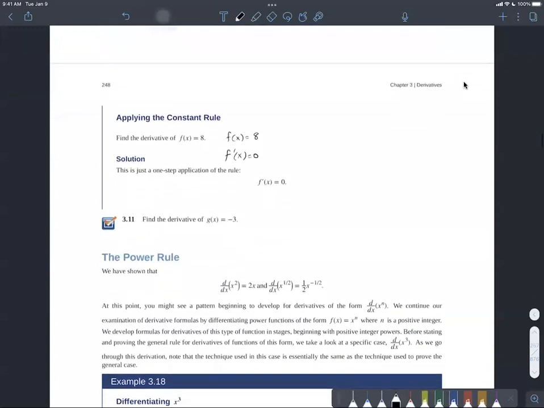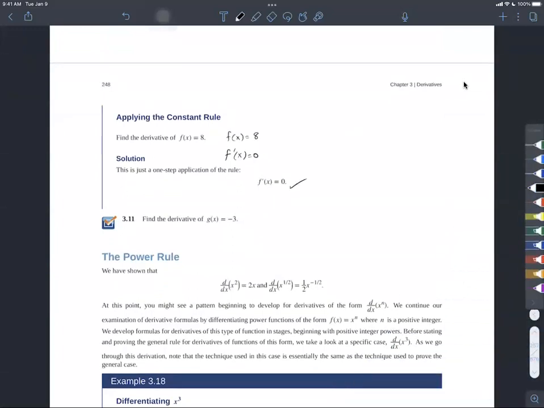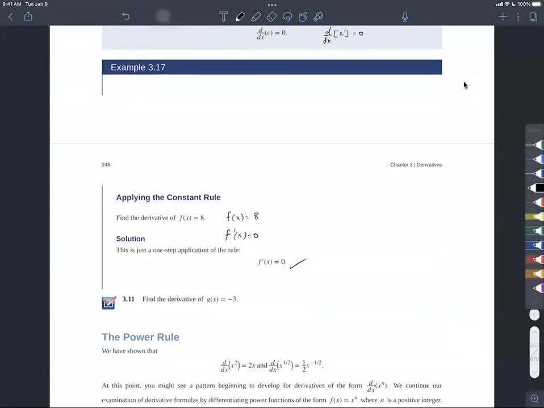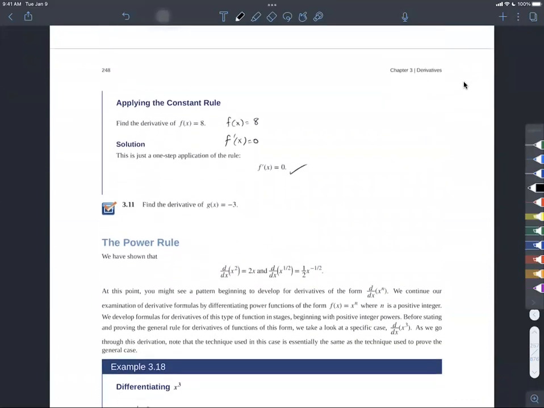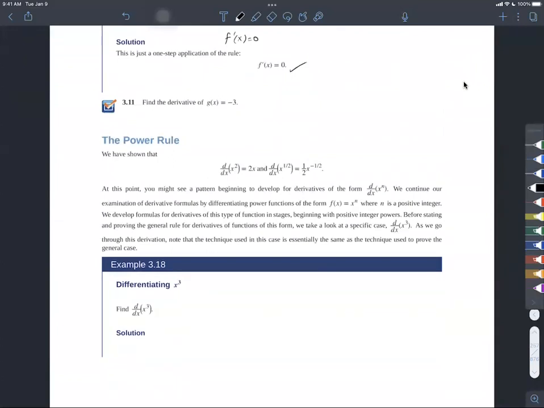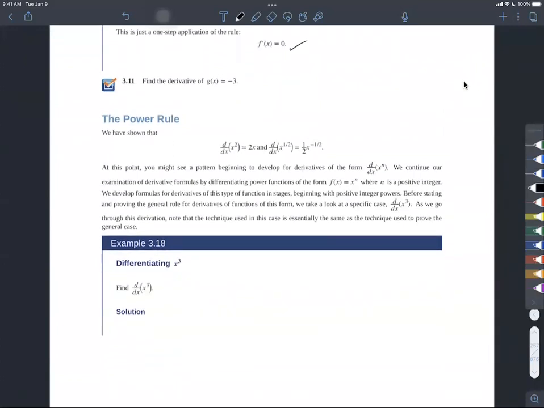So solution, this is just a one-step application of the rule. And we're done. Notice we didn't have to use the limit definition because we already did it over here in general and kind of proved a theorem about constant functions. So let's take a look at the next one here, the power rule.